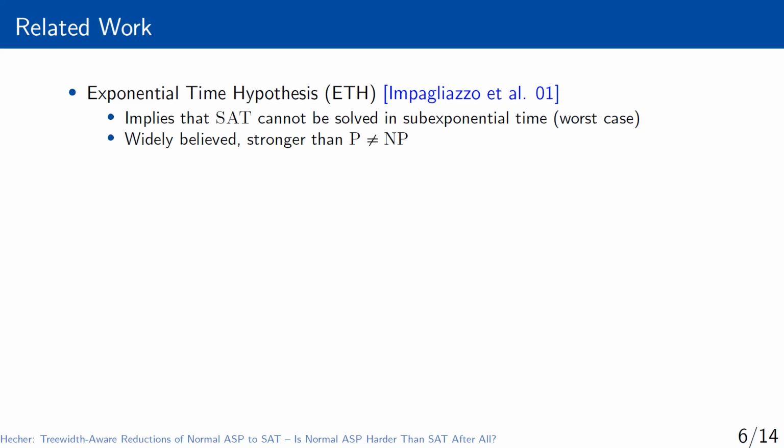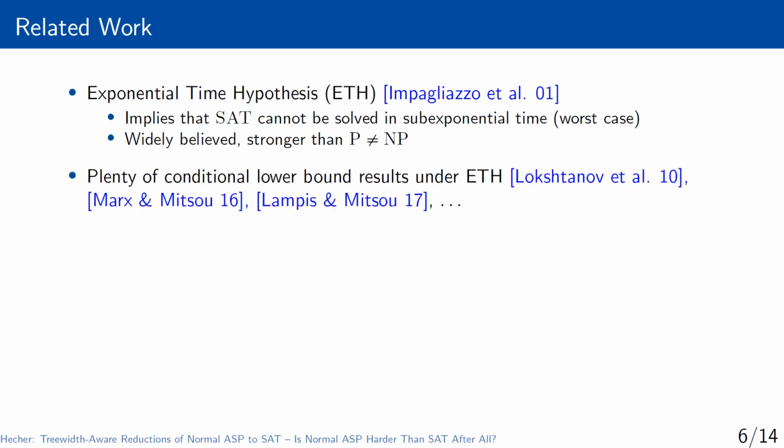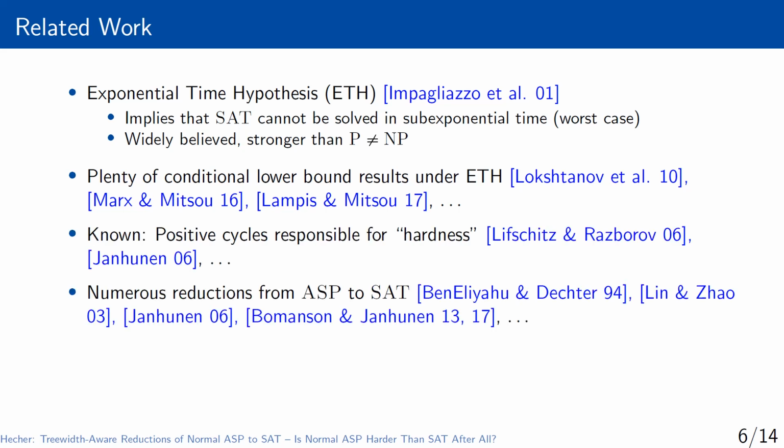The exponential time hypothesis, or ETH for short, is a widely believed assumption that is slightly stronger than the assumption P is not equal to NP, and it implies that SAT cannot be solved in sub-exponential time in the number of variables. The ETH has been used to show conditional lower bounds for, let's say, loads of problems and also for several ones believed beyond NP. What has been known for a very long time is that positive cycles are responsible for making it hard to compactly represent all the answer sets in a SAT formula. And in fact, there are numerous of these reductions from ASP to SAT.